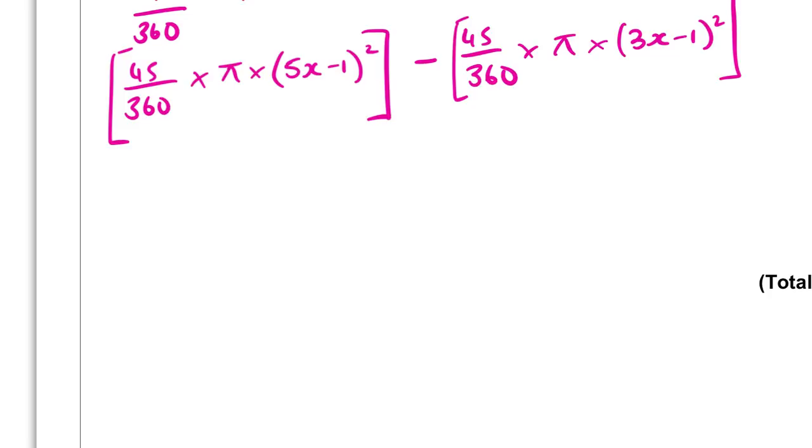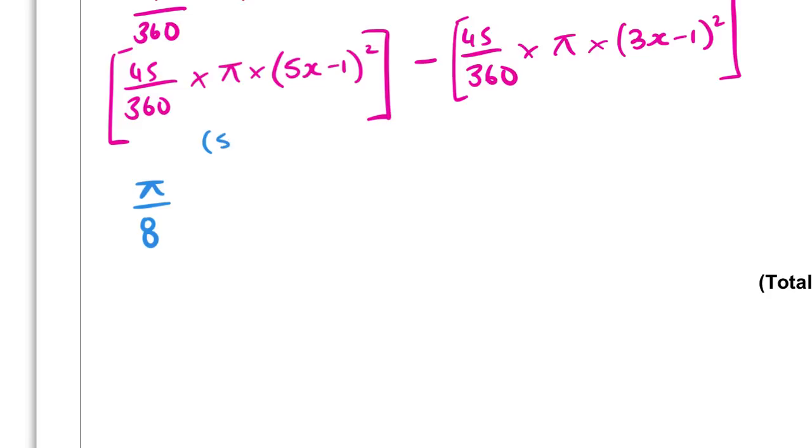First thing I'm going to do is check what 45 divided by 360 is. I get 1 over 8. So this is essentially pi over 8. Is everyone happy that 1 over 8 multiplied by pi is pi over 8?